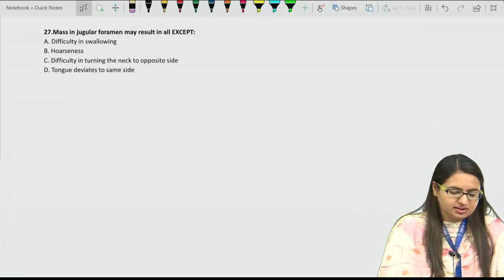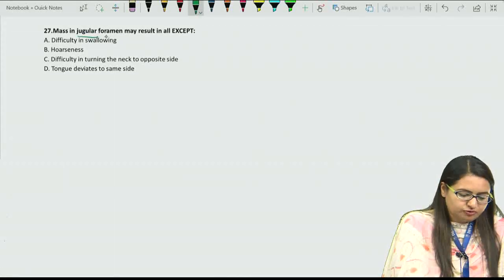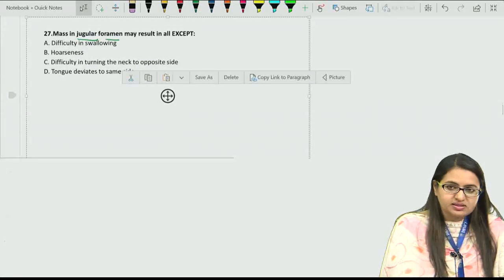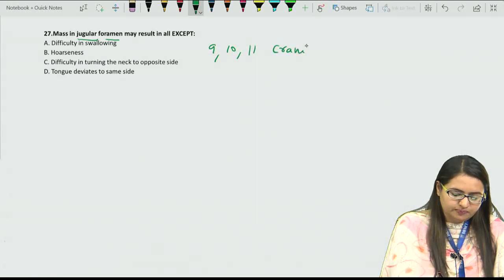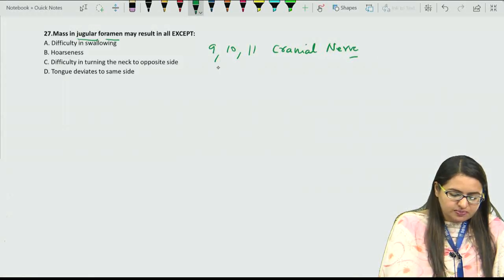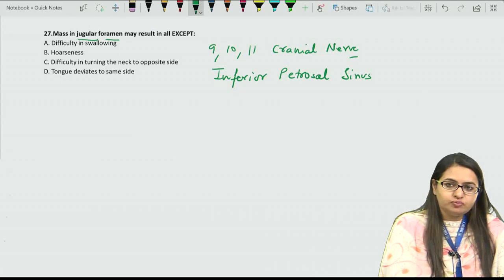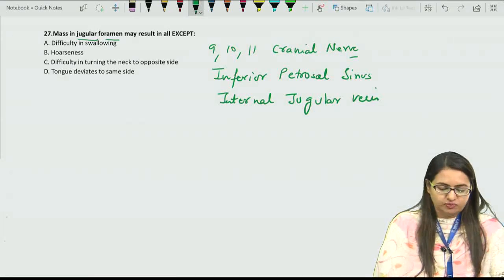Question number 27 says: the mass in the jugular foramen may result in all except. The structures passing through the jugular foramen include the 9th, 10th and 11th cranial nerves. Along with that, the inferior petrosal sinus passes through it. Then we have the formation of the internal jugular vein, as the sigmoid sinus continues to form the internal jugular vein.